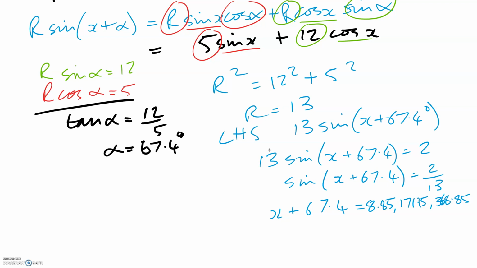And so if we subtract 67.4 from all of those, actually this one won't give us a value in range. I got 103.75 and 301.45 for the answers to those. Remember, these were found using the cast diagram, or whichever method you usually find to solve equations like this.